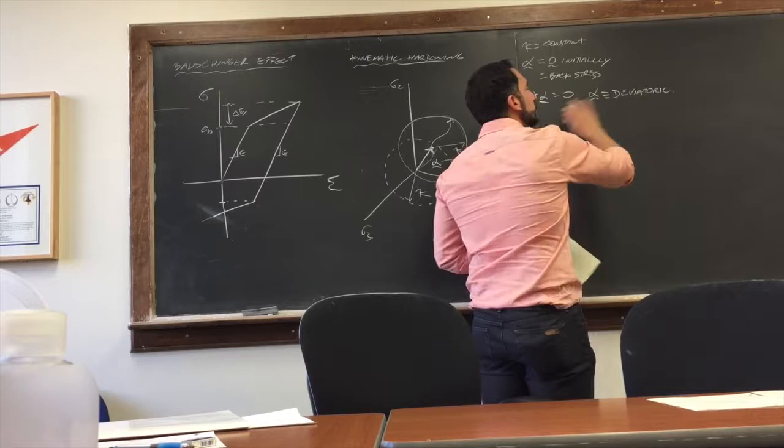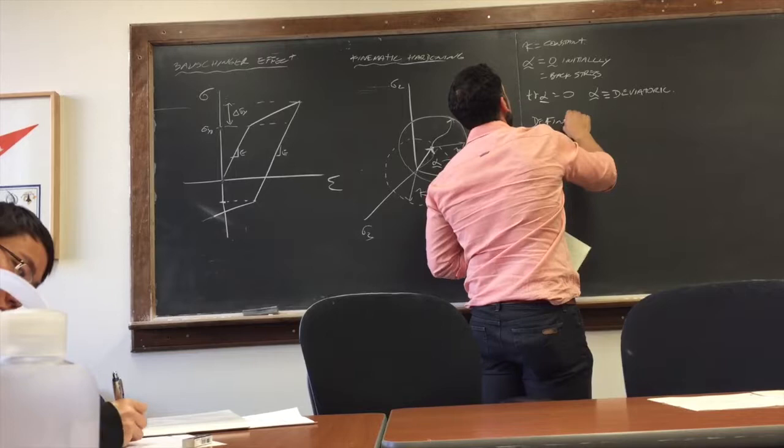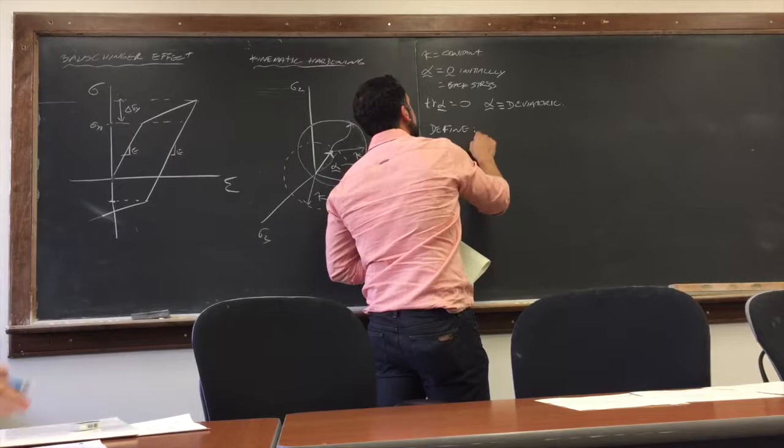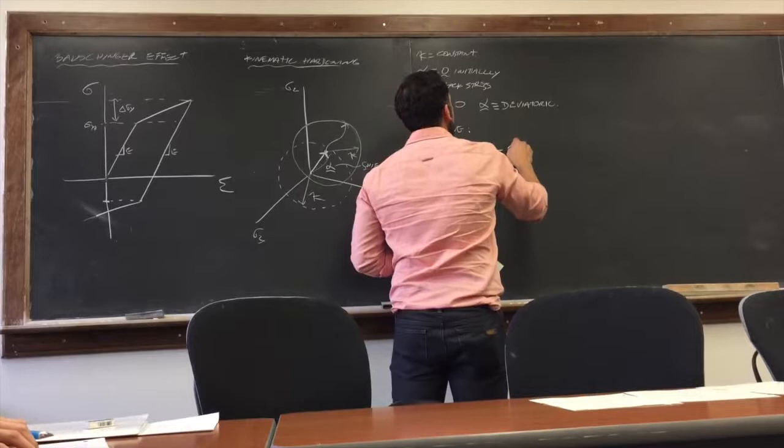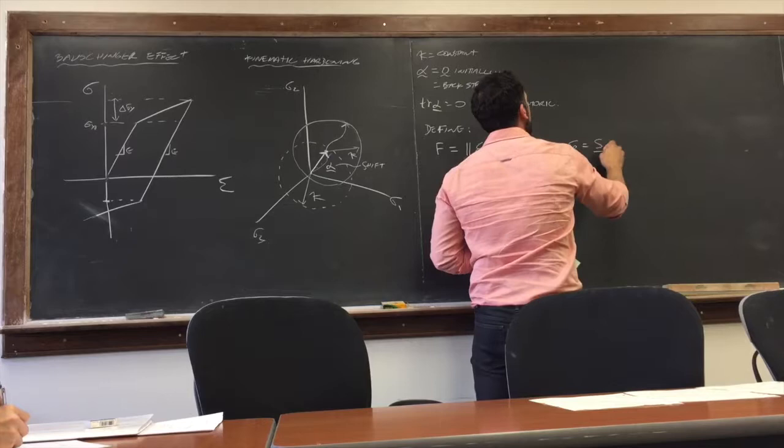Okay, so once we make this slight change, then we define my new yield surface, F, as the L2 norm of something that I'm going to call C, minus kappa equals zero, with the only difference that now C is S minus alpha.